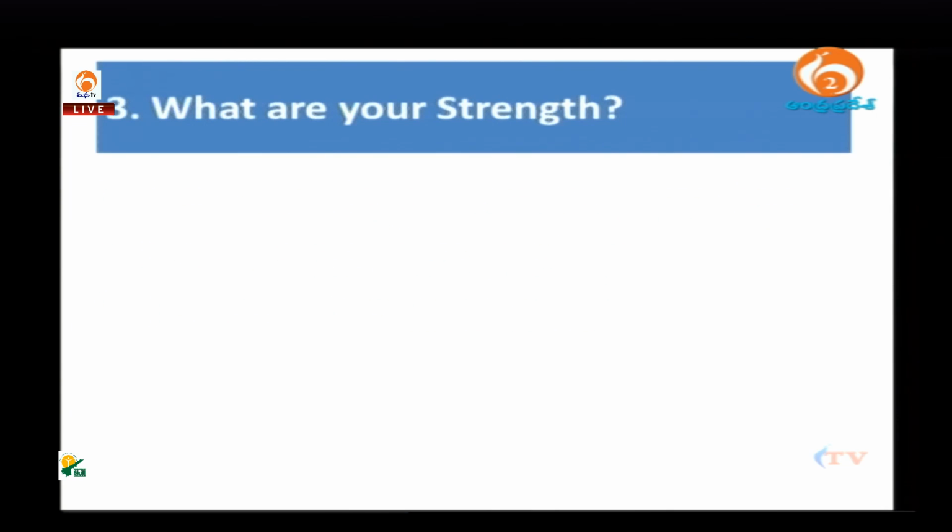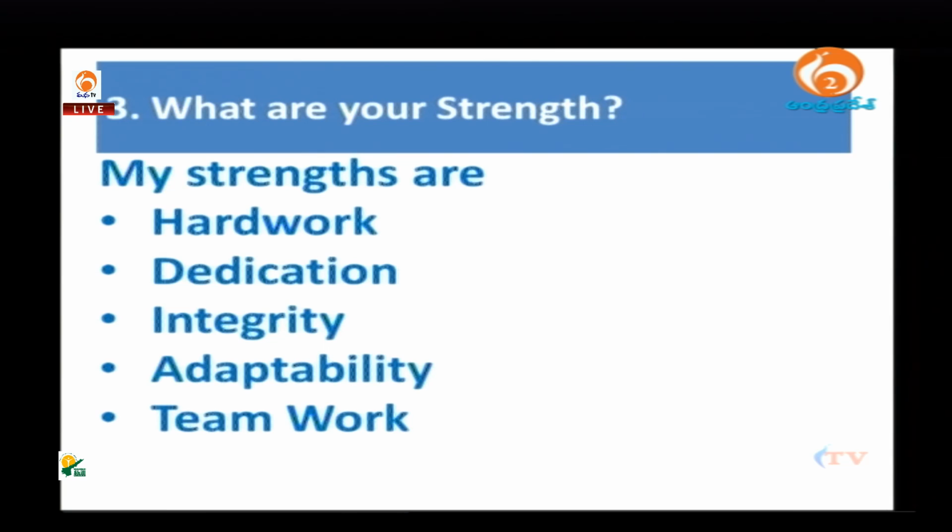The next one is, what are your strengths? Here you will speak mainly about your personal qualities, which help you with your personality and your organization. Now these are some examples of strengths. For example, hard work, dedication, integrity, adaptability, teamwork. Now these are certain qualities which can help the organization and can strengthen the organization.